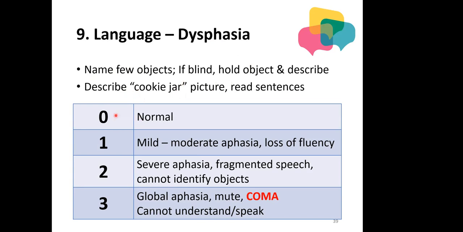If the patient has no problem naming the objects or describing the picture, you score 0. If there's mild to moderate aphasia, or the patient is not very fluent in describing the photo, then you score a 1. Severely aphasic, with fragmented speech and cannot identify objects, then score 2. If no sound at all, the patient is mute or comatose, really cannot understand you and cannot speak at all, then you score 3.